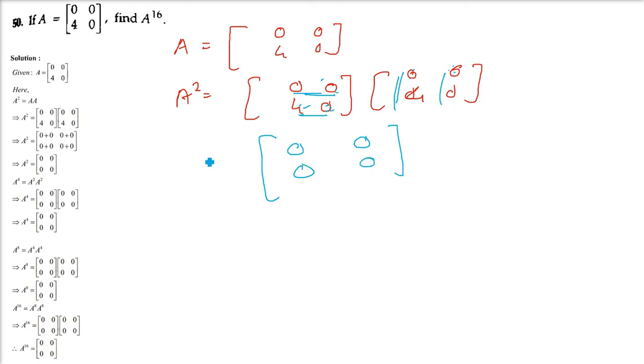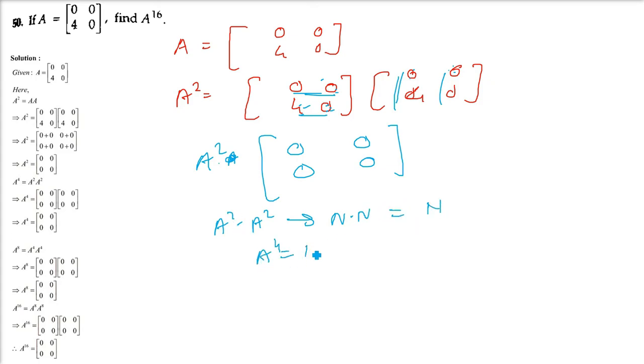Now you take A square and multiply A square with A square, you get A to the power 4, that is going to be 0. Then A to the 4 multiplied again with A to the power 4 is going to be A to the power 8, that is going to be 0. A to the power 8 with A to the power 8, A to the power 16, that is going to be 0. What I am trying to suggest here is A square into A square is null matrix into null matrix, that is going to be null matrix.